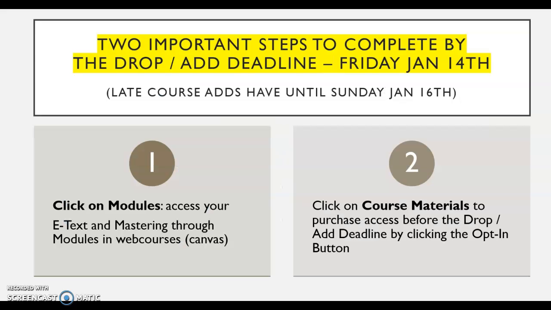There are two very important things that you must do before the opt-in deadline ends, which is Friday, January 14th, which is also the drop/add deadline. So this very first week of class, number one, make sure you click on Modules. This is how you're going to find the e-text, Mastering, and Learning Catalytics. And number two is look for the Course Materials button. This is where you're going to have access to the opt-in and opt-out options.